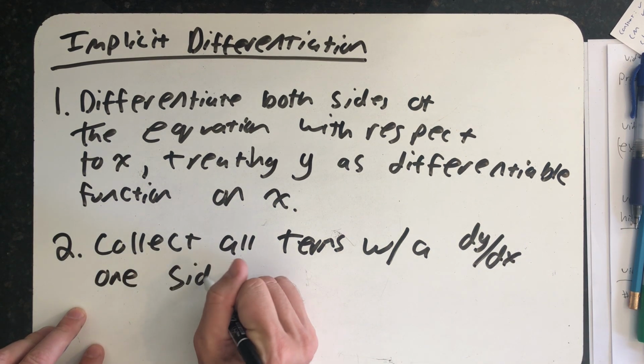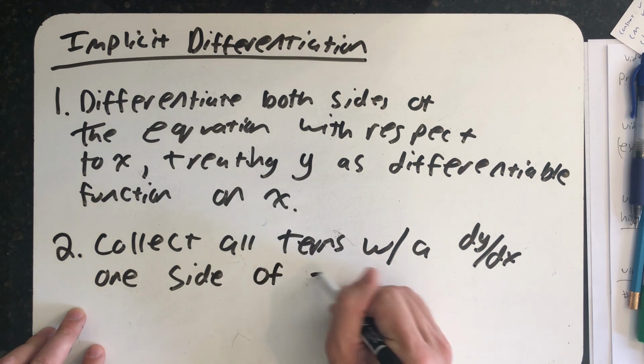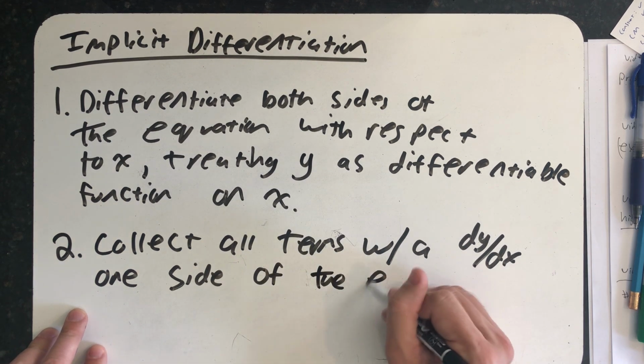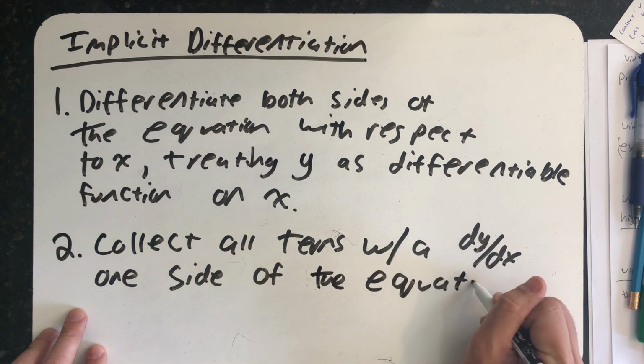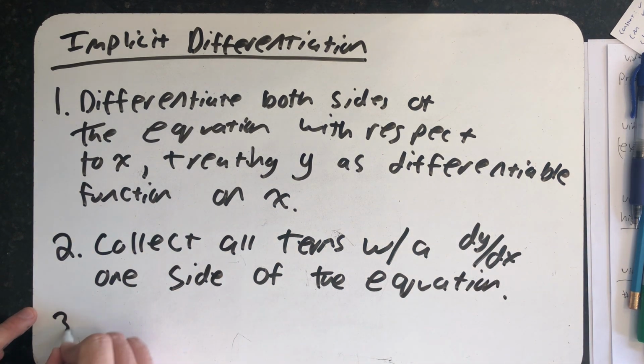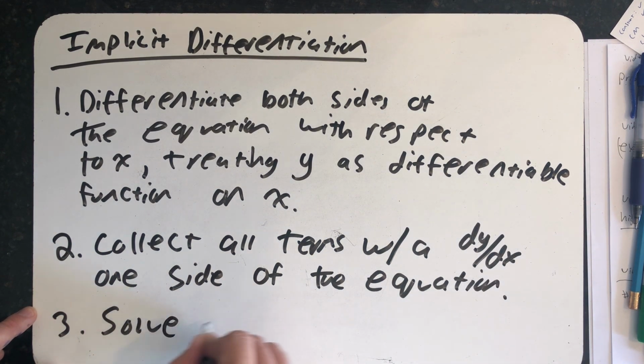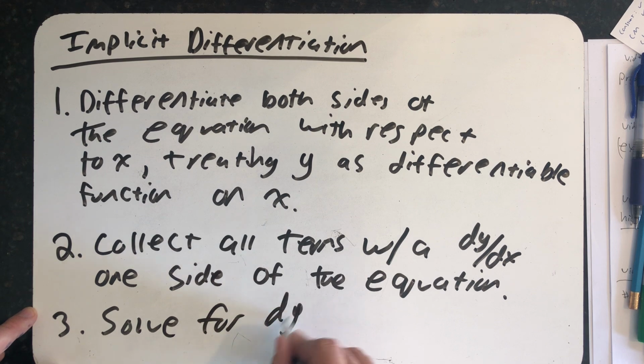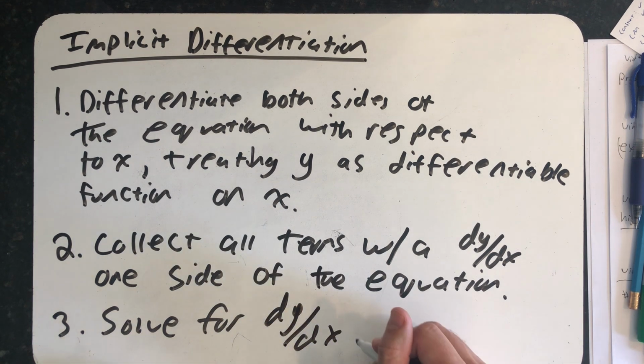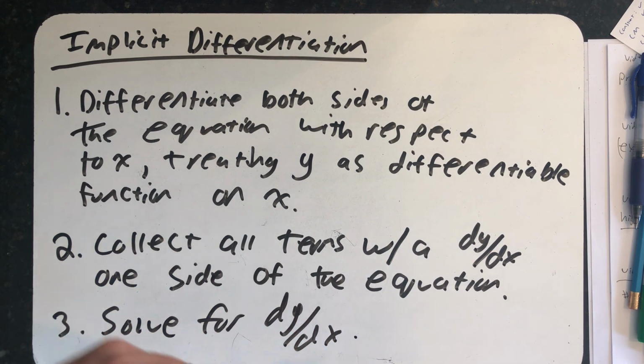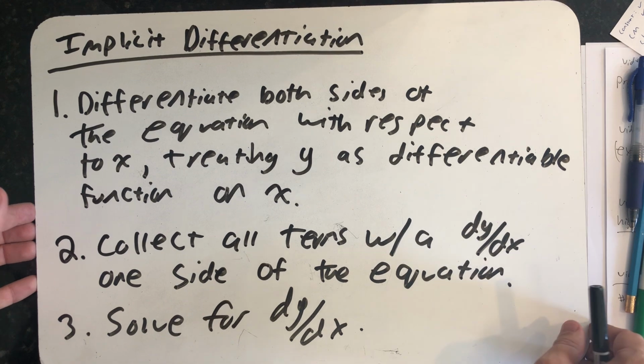on one side of the equation. And then finally, we're going to solve for dy dx. That will give us an equation for the first derivative, but it will be in terms of both x and y. This is where I want to go back around to our circle example.